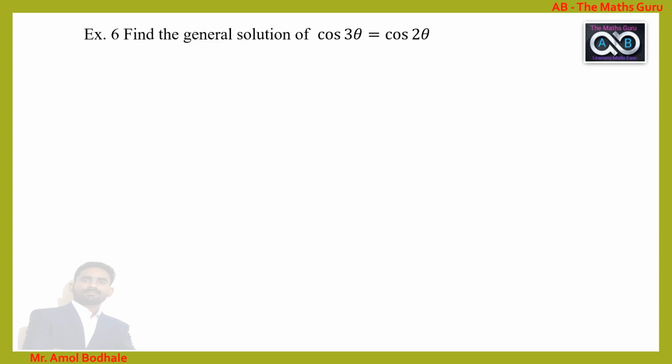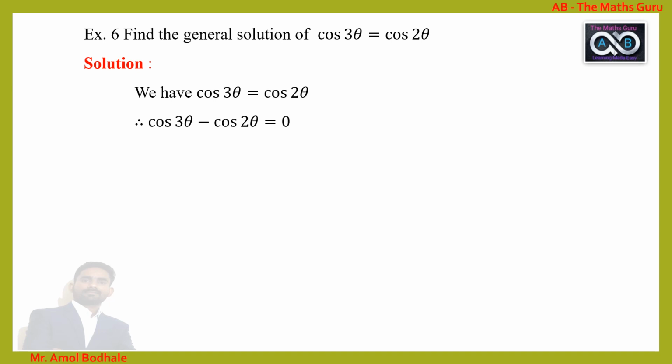Let's see the next example. Find the general solution of cos 3 theta equal to cos 2 theta. So here we have given cos 3 theta equal to cos 2 theta. Again, this is given in some standard form, cos theta equal to cos alpha, or we can use an alternative. If we shift this cos 2 theta to this side, we'll get cos 3 theta minus cos 2 theta equal to 0.